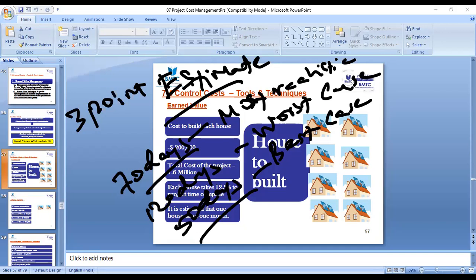Can I put this one as deterministic? No, right? It's probabilistic. So you have a 50-50 probability.